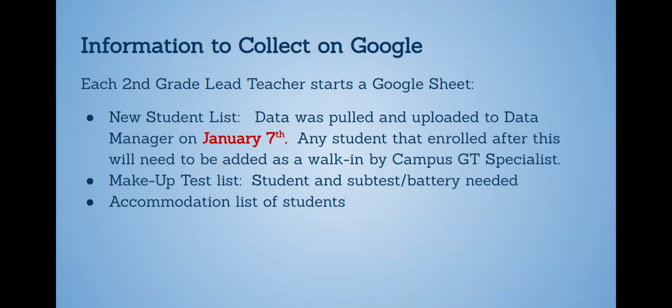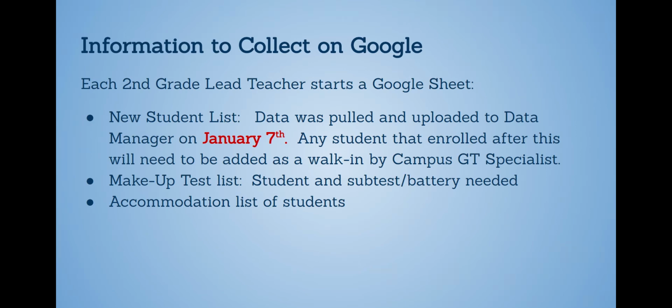So it is recommended that the second grade lead teacher starts a Google Sheet for the grade. And on this Google Sheet, you'll want to have 3 different tabs or categories. One is a new student list. Data will be pulled and uploaded to Data Manager on January 7th. So any student that enrolls after this date will need to be added as a walk-in by your GT specialist.